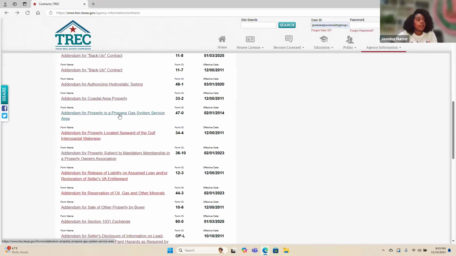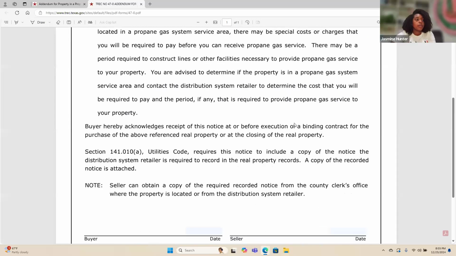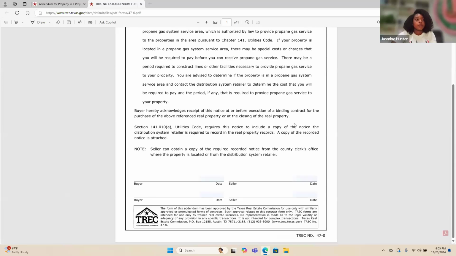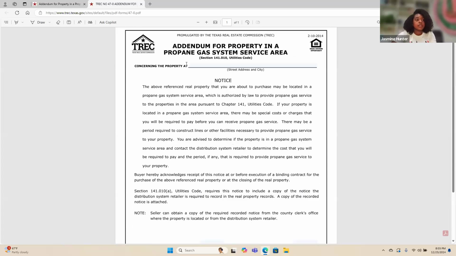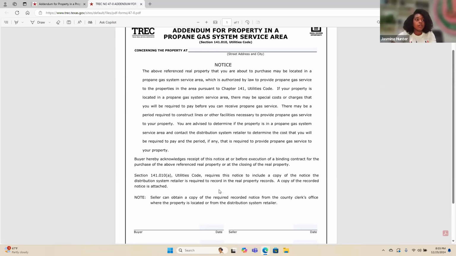Okay, addendum for property in a propane gas system service area. So if there is a propane gas system service area anywhere near the property or on the property, you have to give that notice to that buyer, and the seller has to give that information out. That's all this says. You see how there's nothing that you can write here except the address, and there's a signing space for the sellers and buyers. This is just saying there is a propane gas system in the area or on the property itself, and you need to be aware of it. This is just saying that it's here. Okay.